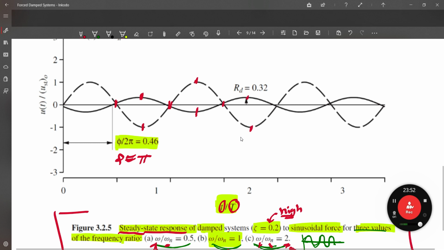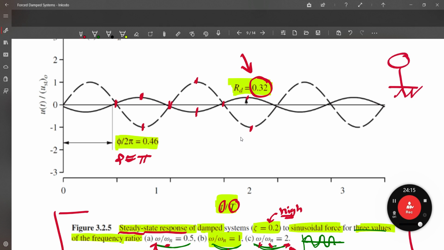And one of the most interesting parts is RD. Look at RD. Exactly, it is less than 1 for the first time. It is 0.32. Means what? The response of the structure is being damped. It is going to be reduced. It's not amplified. The response of the system due to the application of the load is going to be less than the static response. Okay, less than the static response.